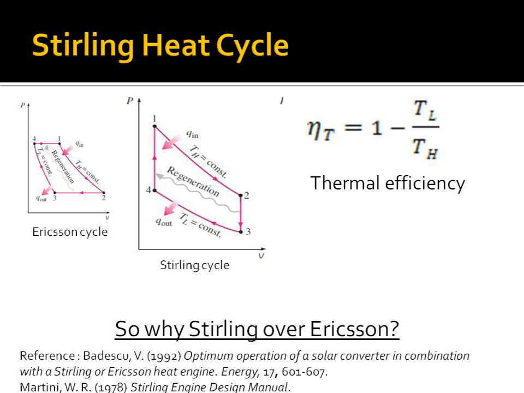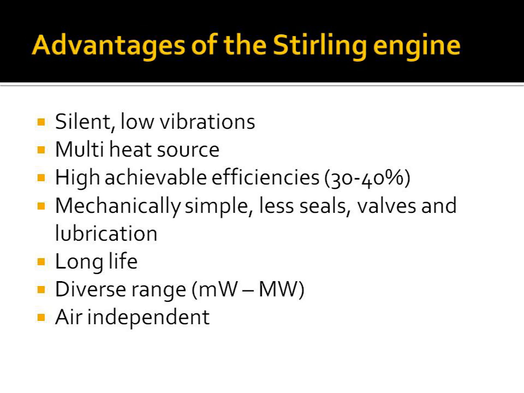The advantages of the Stirling engine based on the Stirling cycle are that it has silent operation because of its low vibrations. It can be used with multiple heat sources. It has a high achievable efficiency of 30 to 40%. That's the efficiency of the engine. The cycle has achievable efficiencies of 40 to 60%.